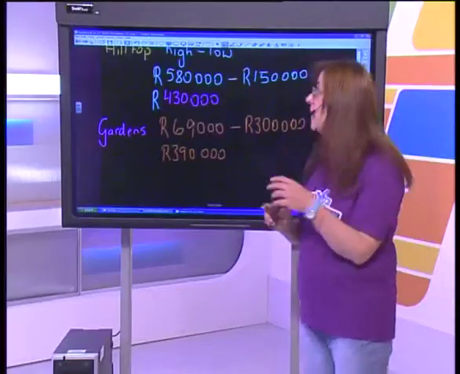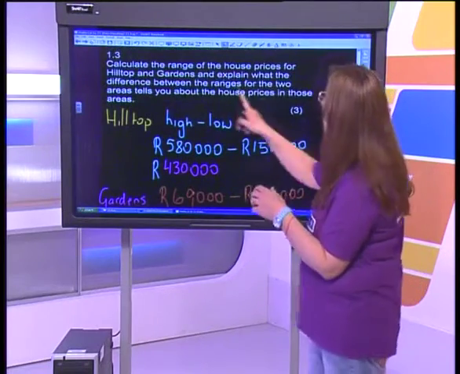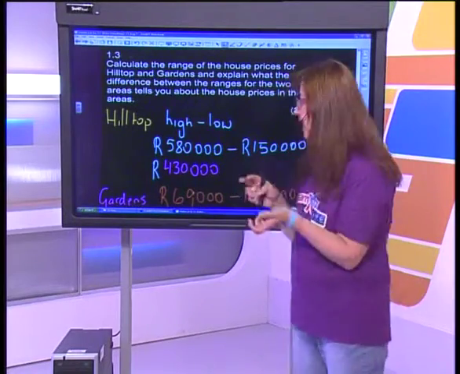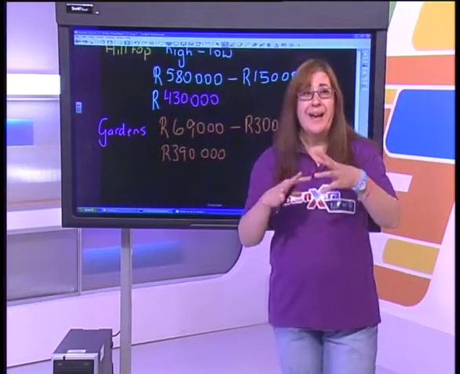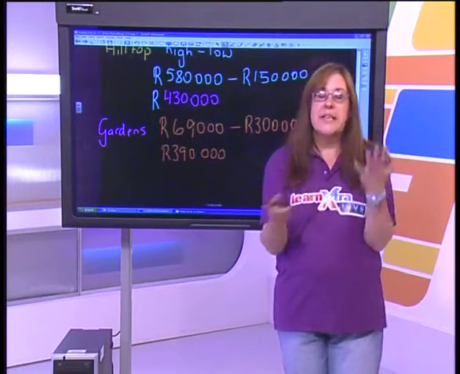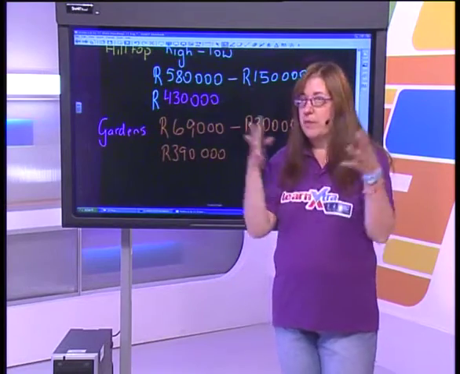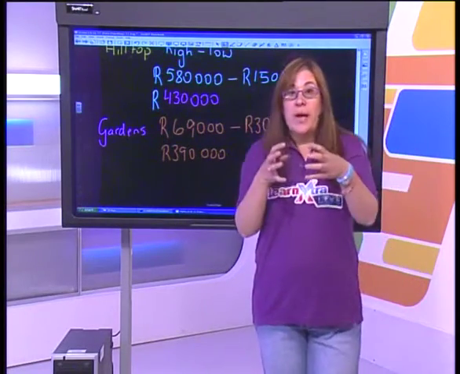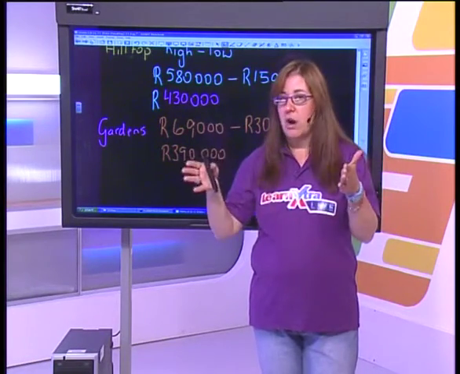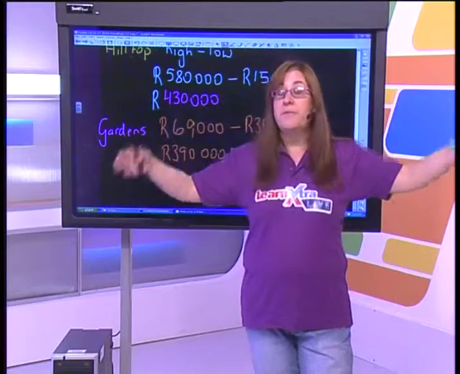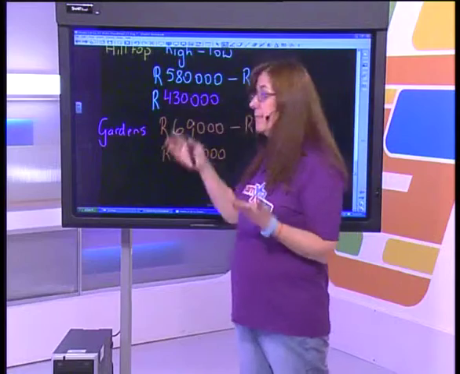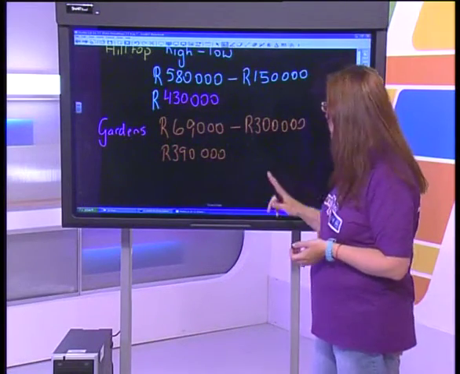So what does it tell us about the two? Now the question says, explain what the difference between the ranges for the two areas tells us about the house prices in those areas. Well, in actual fact, we've got very similar values. 390,000 and 430,000 is quite similar when we're dealing with such big numbers. But the lower the range would be, the closer the highest and your lowest are. The bigger the range, then the further out your big and your small numbers are. So that's basically what our range tells us.